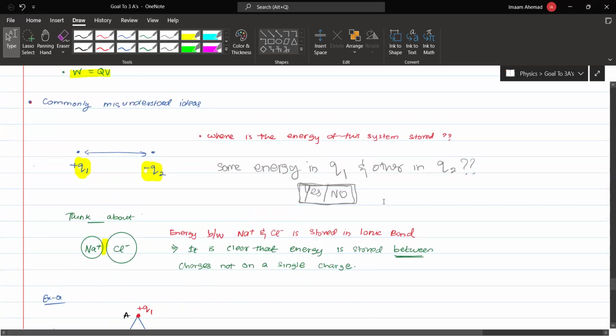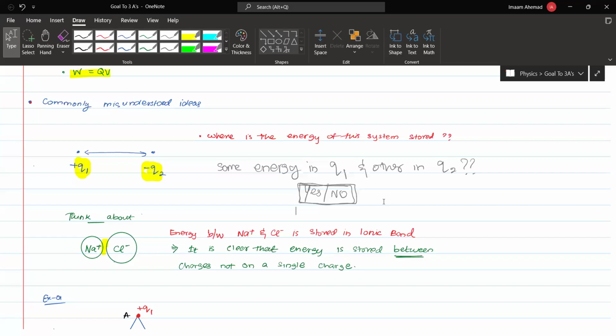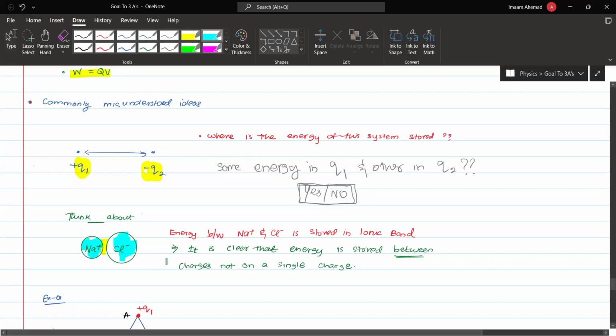Now let's think about this molecule. You know this, right? Sodium chloride, NaCl. It has a positive charge and a negative charge, so they are attracted. And my question is, where is the energy stored? Chemistry students, chemists, you all know that the energy between sodium and chlorine is stored in the ionic bond. So none of the energy is stored in sodium or chlorine. It is stored in between them.